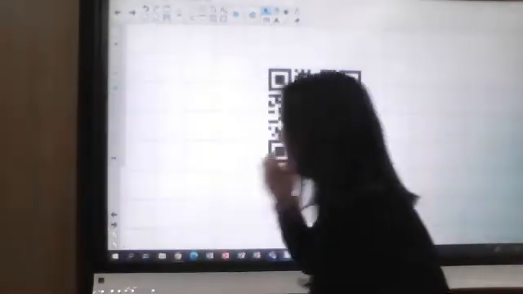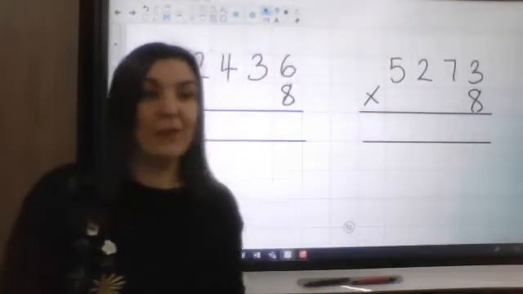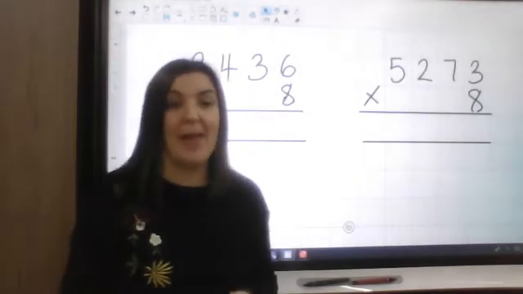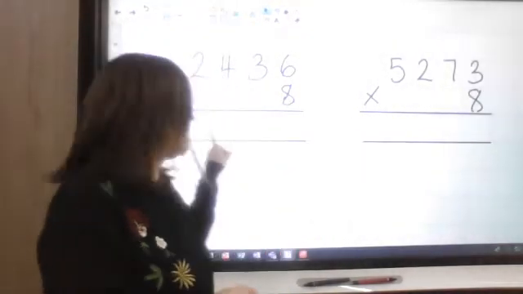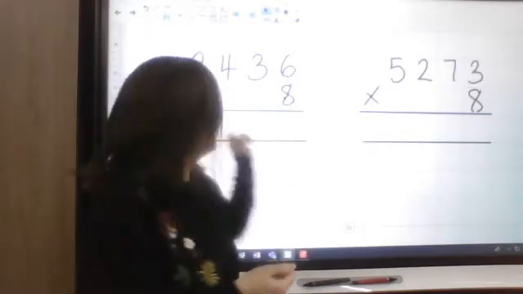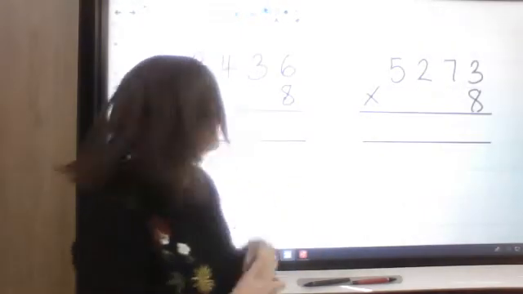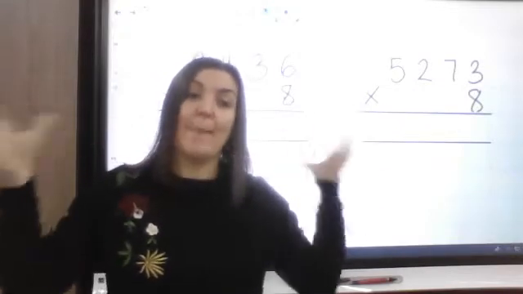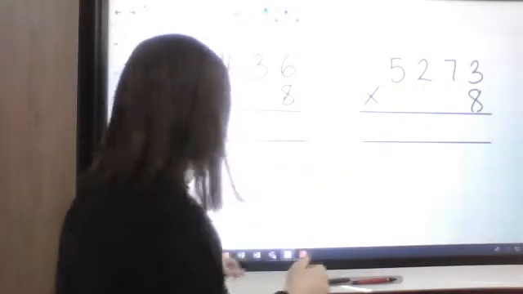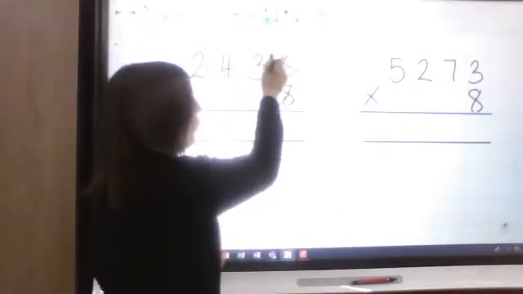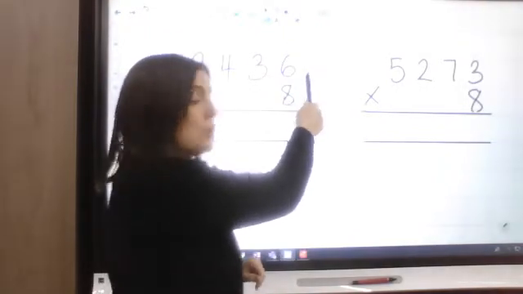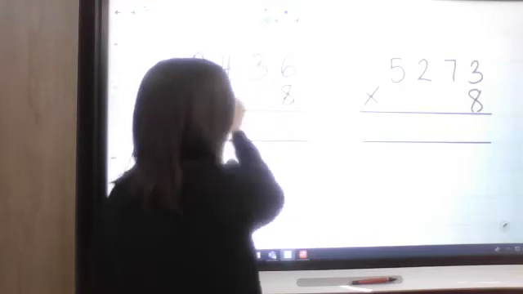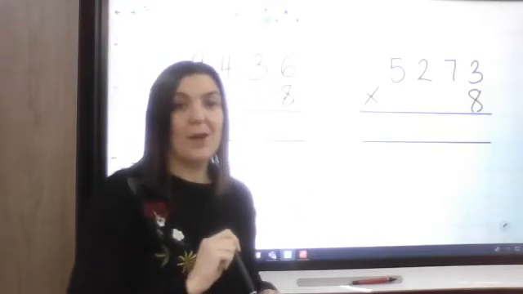Okay, so I've got my number, so 2,436 multiplied by 8. Now your answer here, remember, needs to be bigger than 2,436 because we're multiplying. The number is going to get bigger, okay? So always starting at the ones column. So you need to start at the right-hand side. And I'm going to multiply every number by 8, okay?